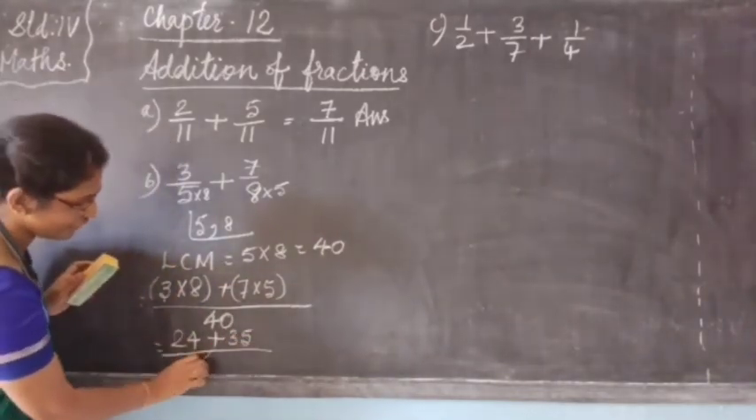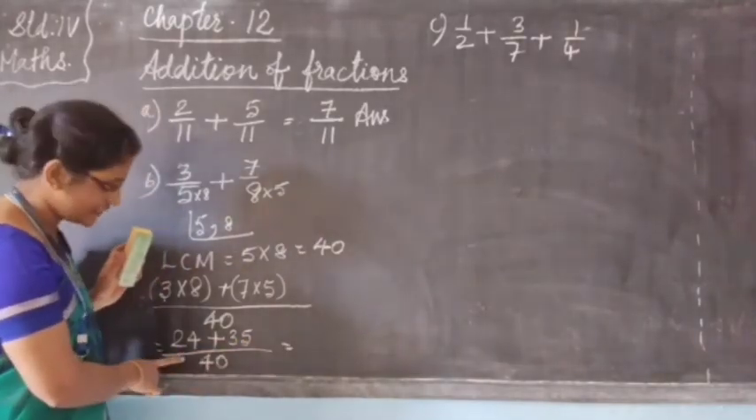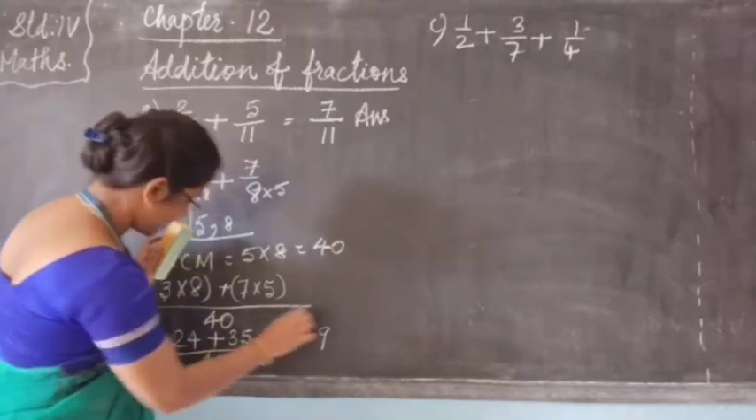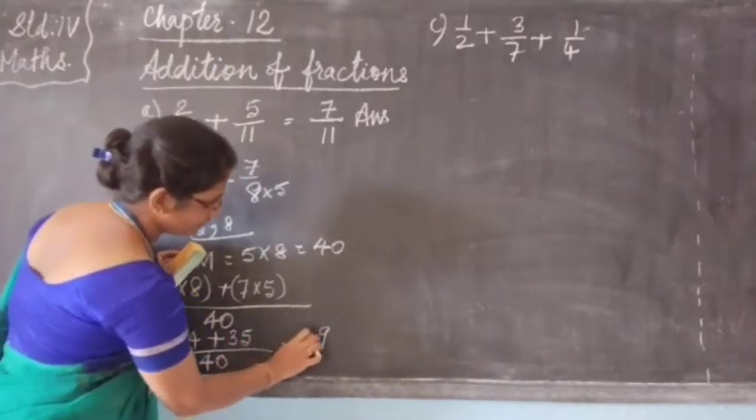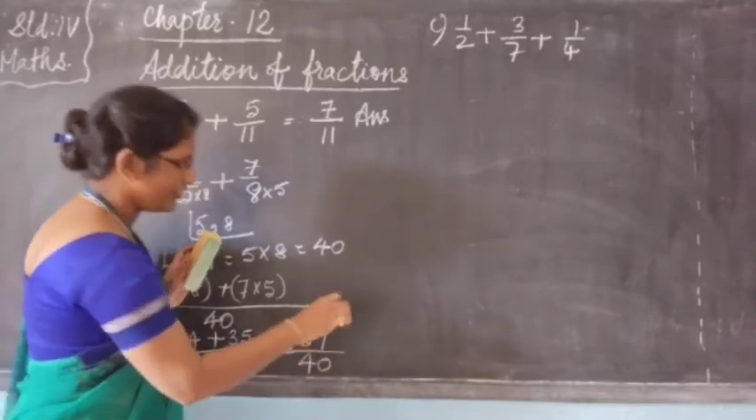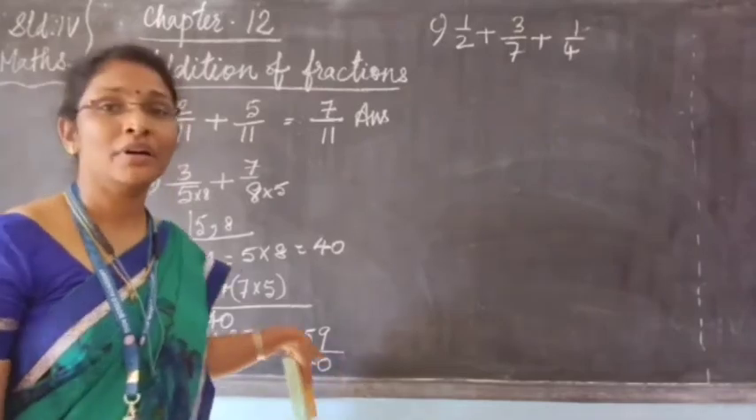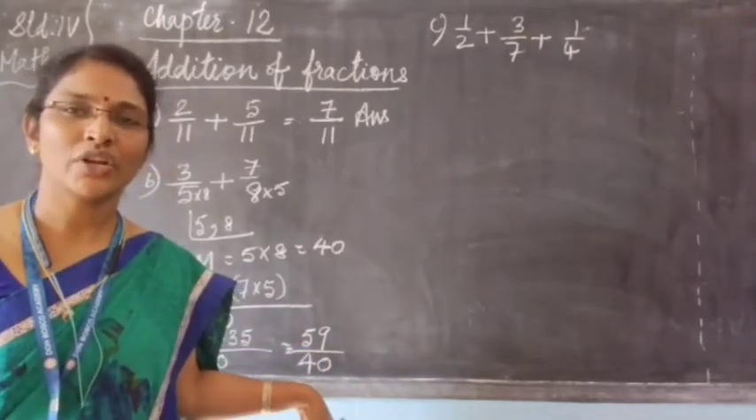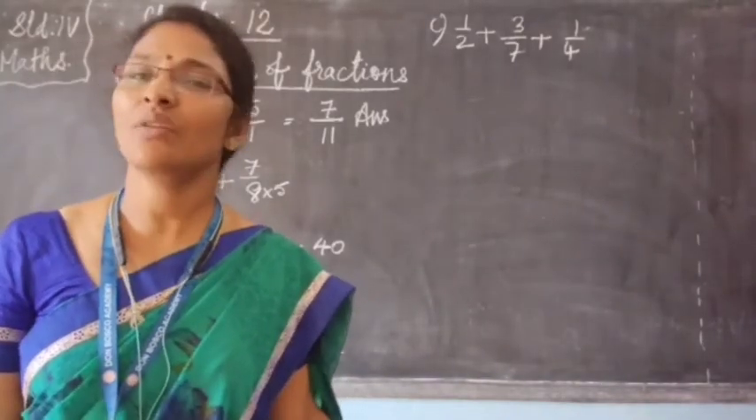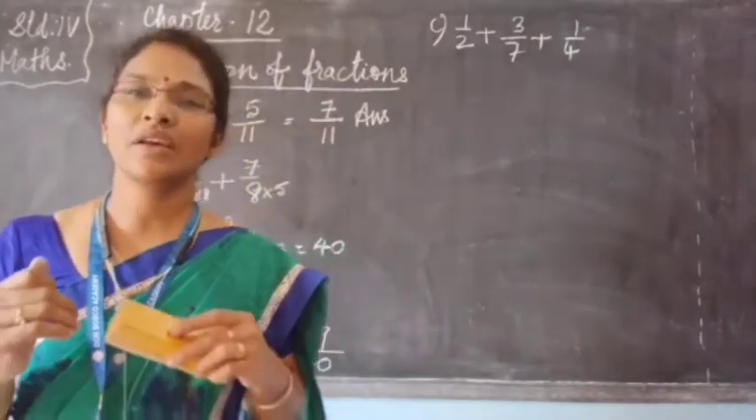Denominator is 40. What answer do we get? 5 plus 4, 9. 3 plus 2, 5. 59 by 40. When you get your answer as an improper fraction, what do we have to do? We can change it into a mixed fraction.